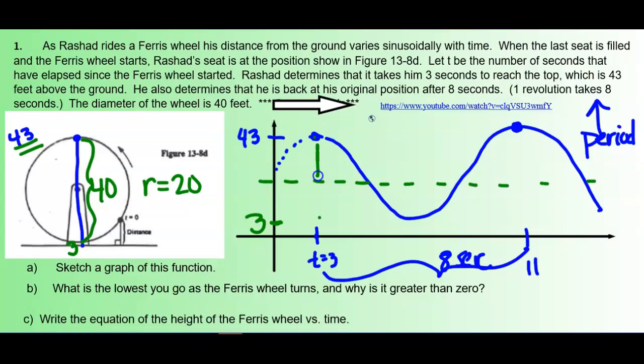how far above the middle he goes. He goes up 20 here, and how far below the middle he goes. He goes down 20 here. Well, what is how far above and below we go called? When we're doing trig, it's called the amplitude. Okay, so we just figured out that the amplitude is 20. The period was 8 seconds.